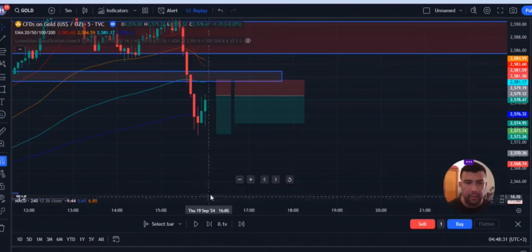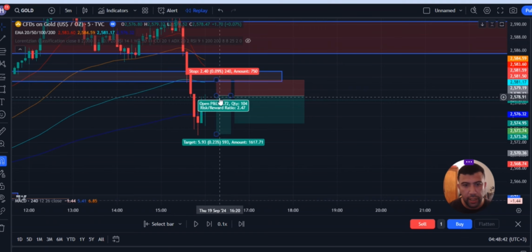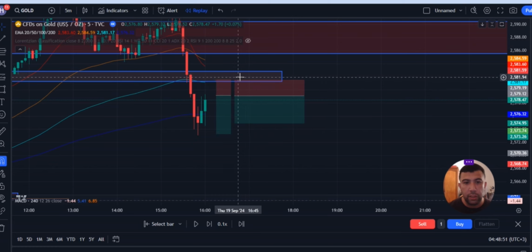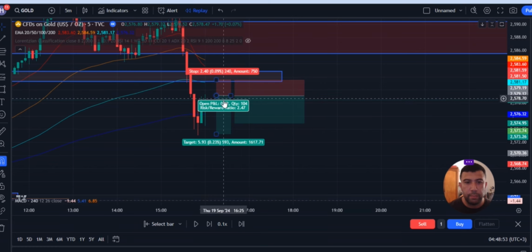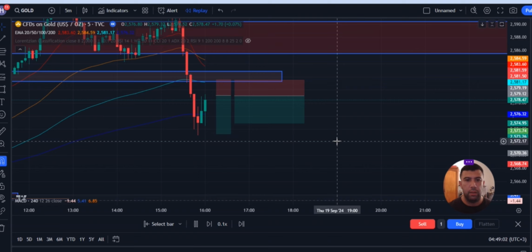I did. The replay now, so you can see how the trade played out. These are two trades that I took, and this trade got triggered, but I closed it at break even, and then I immediately re-entered another trade when the price was touching this key level, and that's what you're going to see now. So let's play it.